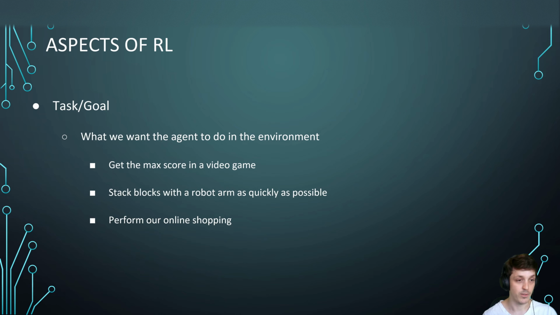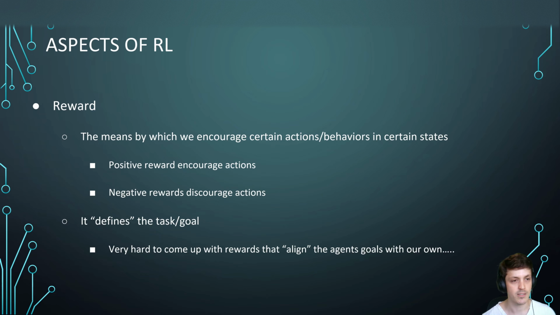So again, we've looked at the task or the goal. This is the thing that we want the agent to do in the environment. It could be getting the maximum score in a video game. It could be stacking the blocks with our robot arm. It could be performing your online shopping, or automating some manufacturing process, or optimizing some manufacturing process.